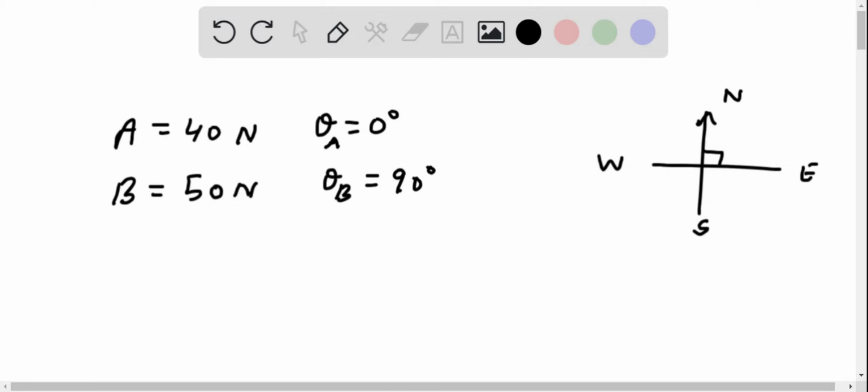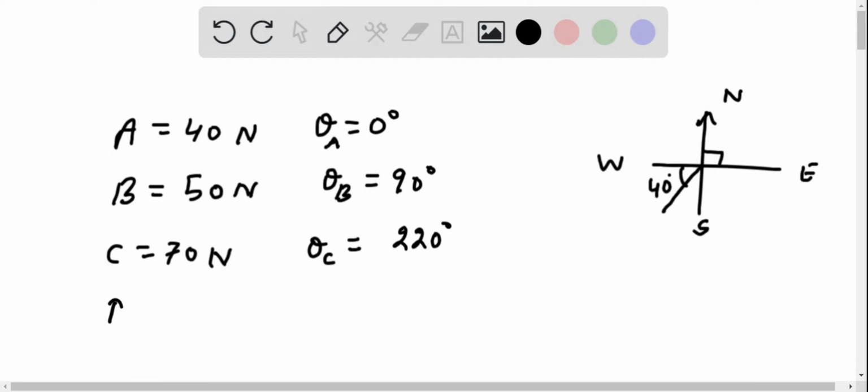This is theta A. C is given 70 Newton and the direction is given 40 degrees south of west. South of west, like in this direction. So theta C will be equal to 180 plus 40, 220 degree. D is given 90 Newton, direction 20 degree east of south.